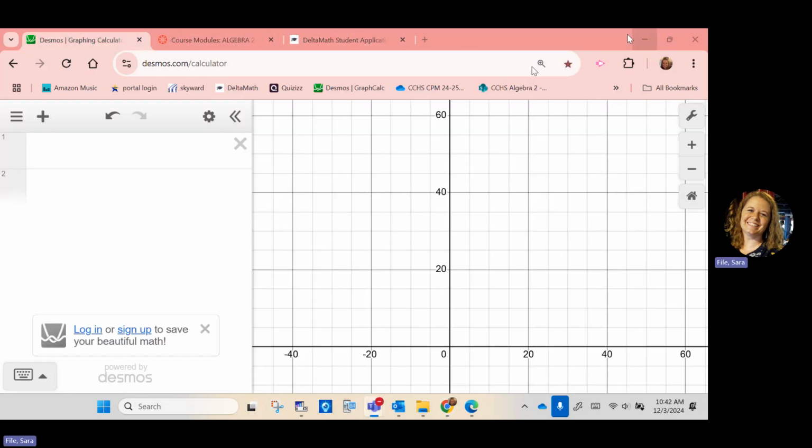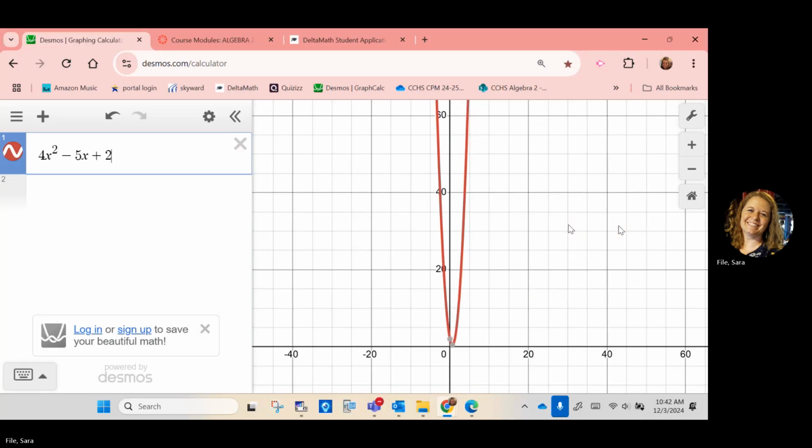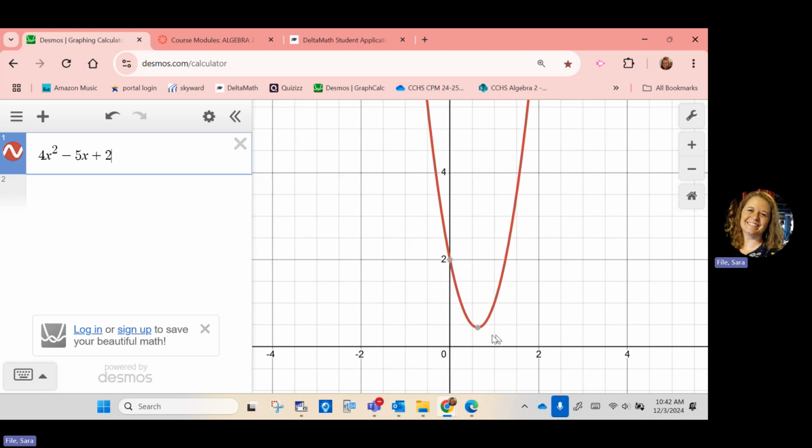Okay, so this one that's worked out is 4x squared. Look at this. Does it cross the x-axis? No. So I can't even click on the x-intercepts and see if the decimals match, can I? That's what I mean when I say you can't check it in Desmos. Because in Desmos, the graph is going to look like it doesn't cross the x-axis. There's not a real solution.